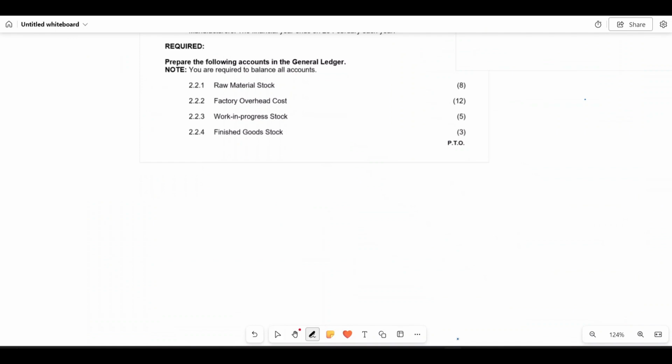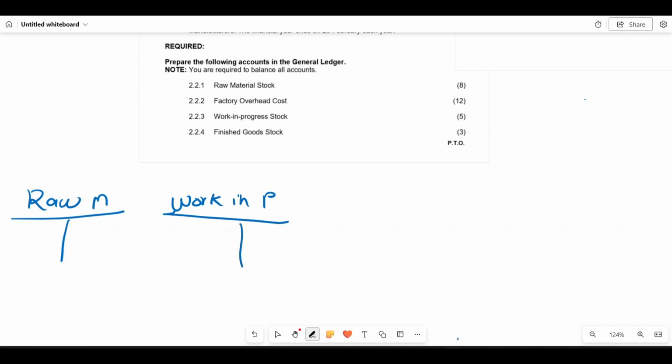Now, remember, there are three production phases. You have a phase whereby you have your raw materials, which is the first account we're going to prepare. So you have your raw materials, you have your work in progress, and you have your finished goods. So these are the three phases of production, right? Now, all these accounts are asset accounts, meaning that they're all going to increase on the debit side and they're going to decrease on the credit side.